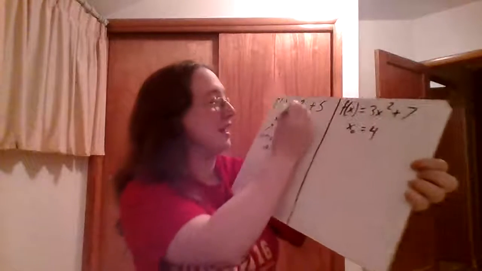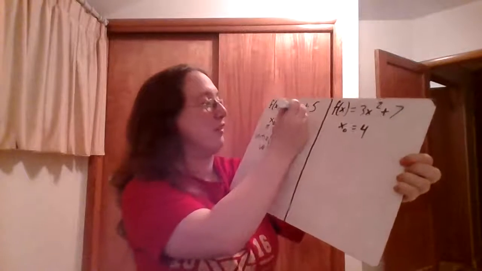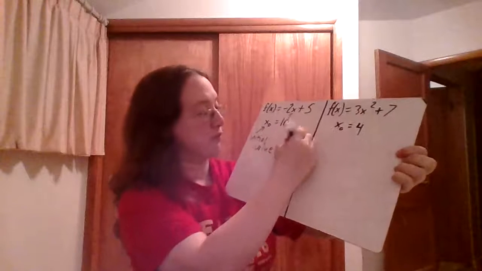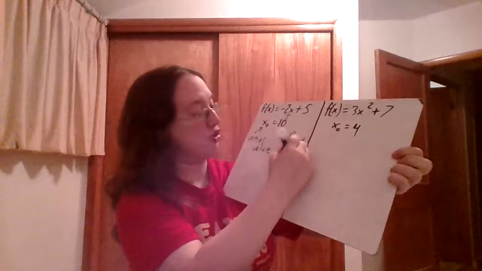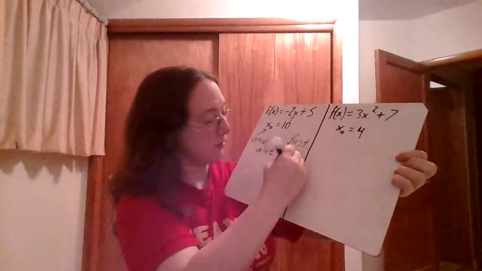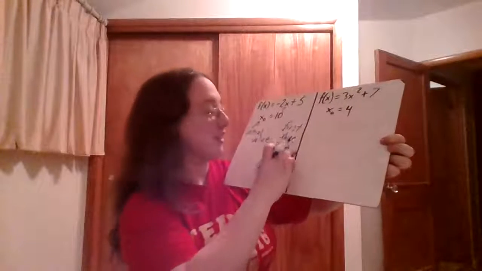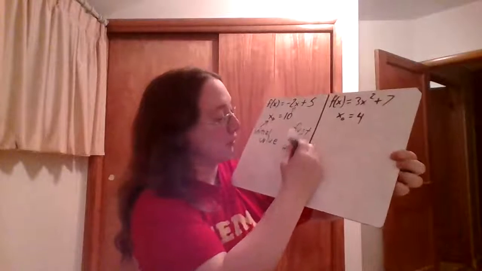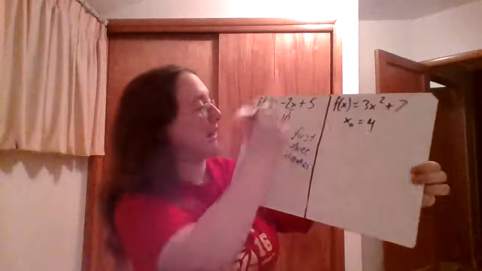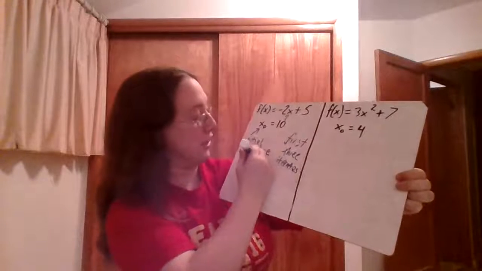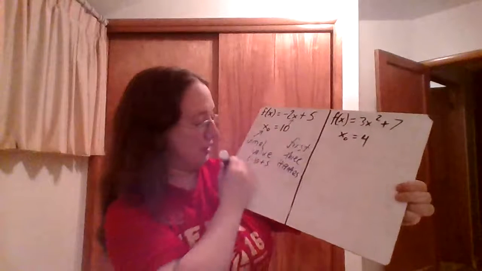We're going to take that 10, and we're going to plug it in for x. So if I want, say, the first 3 iterations, actually I think they call them iterates. Yeah, okay, iterates. Same thing. So if I want the first 3 iterates, we're going to take that 10 and we're going to plug it in. So negative 2 times 10 gives you negative 20, plus 5 gives you negative 15.